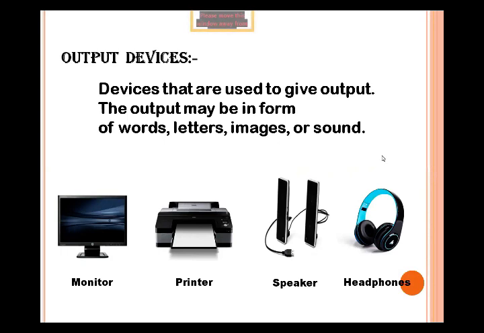As you know, with the help of a monitor and printer, we can see the words, letters, and images. On the monitor, we can only see them on the screen. But with the printer, we can take the letters, words, and images on a paper sheet. So it is called an output device. And with the help of speakers and headphones, we can listen to the sound. So that's why these are called output devices. Have you understood what input devices and output devices are?